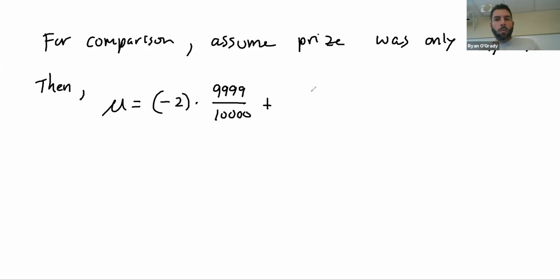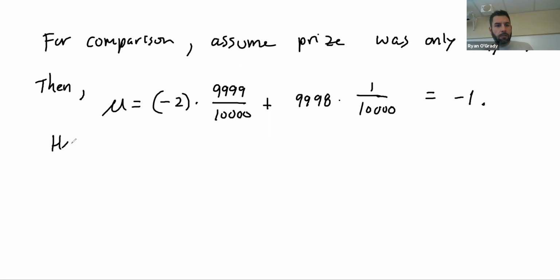Plus, what would your winnings be now? They would only be $1,000. Excuse me, fix that. You would subtract 2 from your winnings, so it'd be $998. And what's the probability that you win? It would be 1 over 10,000. So now what happens is when you compute this number, you get -1.